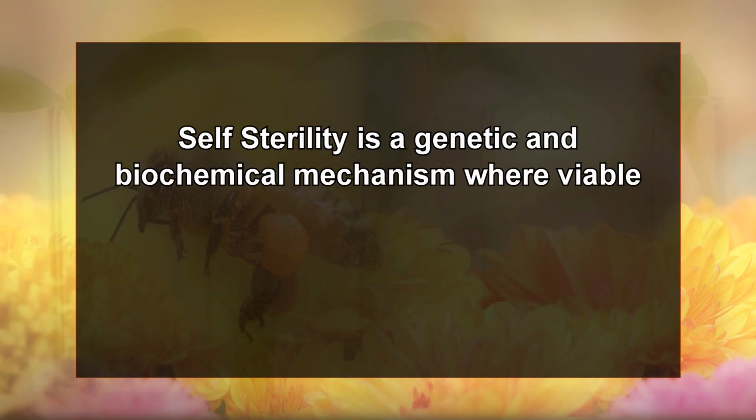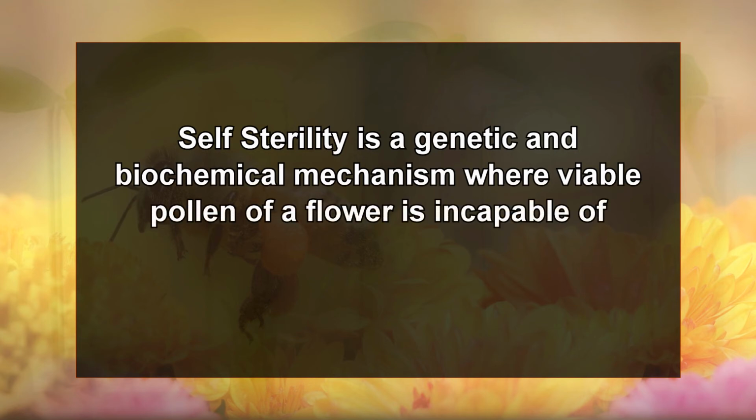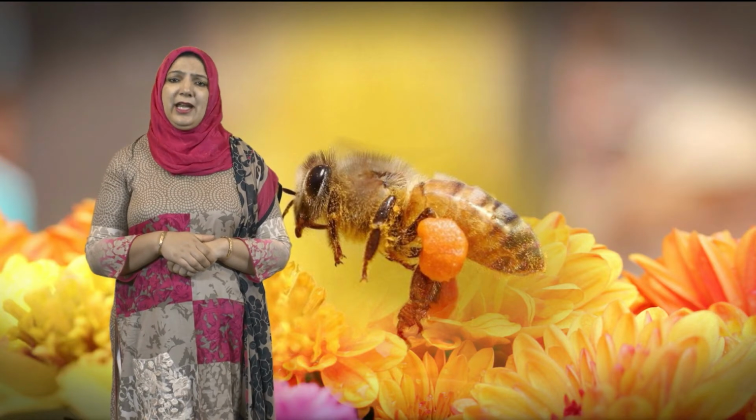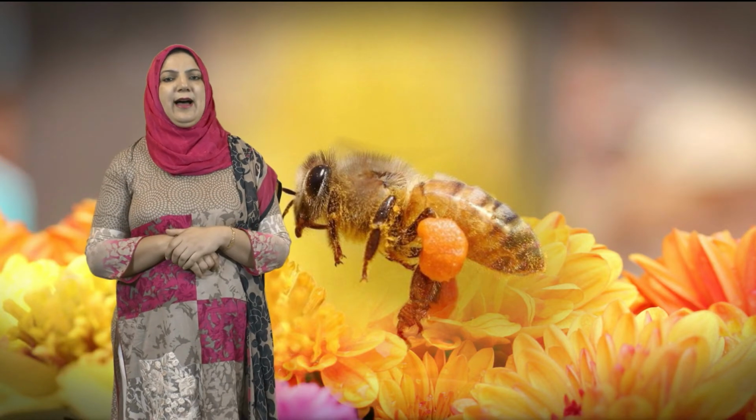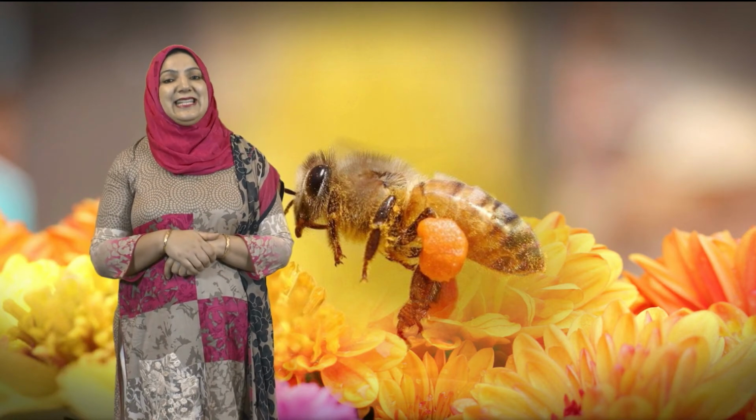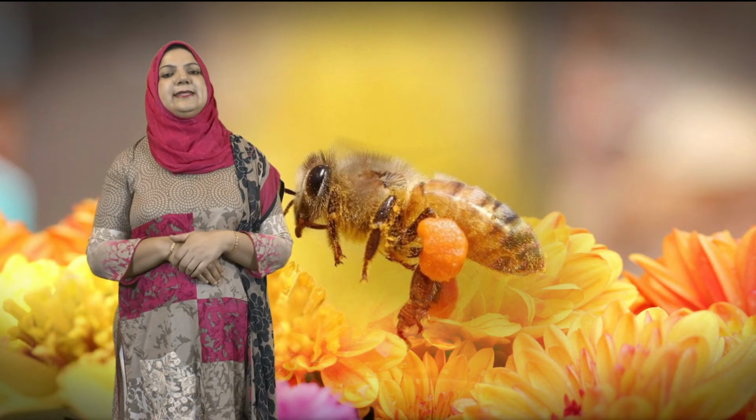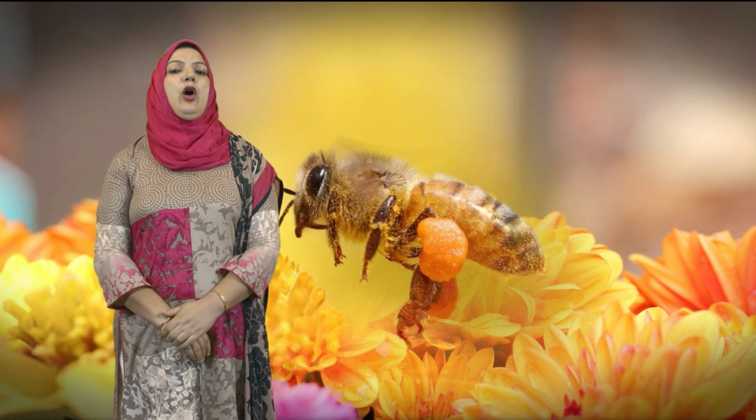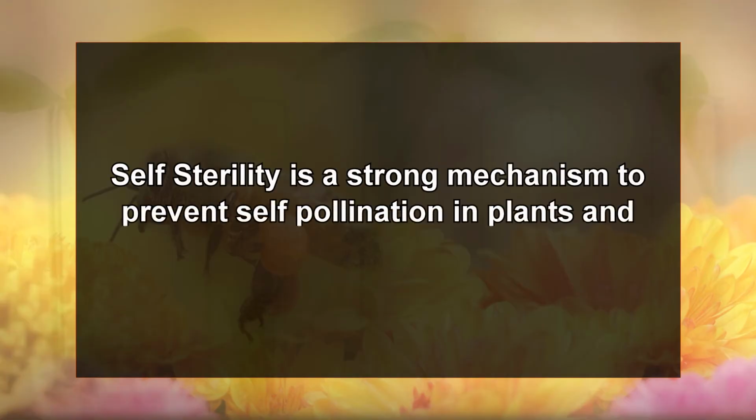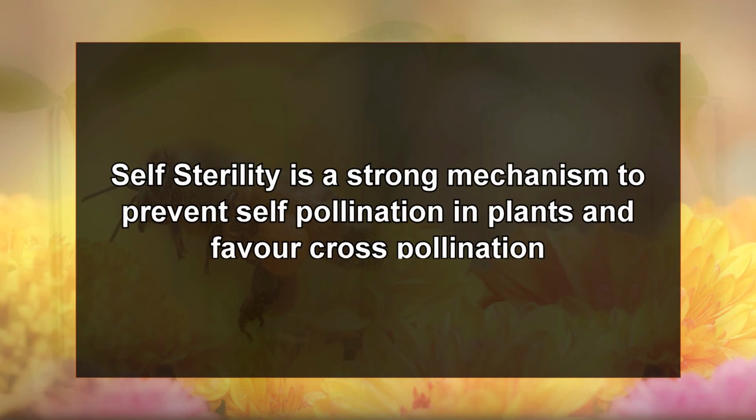Self-sterility is a genetic and biochemical mechanism where viable pollen of a flower is incapable of bringing about fertilization in the same flower. All such plants in which a viable pollen of a flower is incapable of bringing about fertilization and seed set in the same flower are said to be self-incompatible or self-sterile. It is a strong mechanism to prevent self-pollination in plants and favor the cross-pollination.